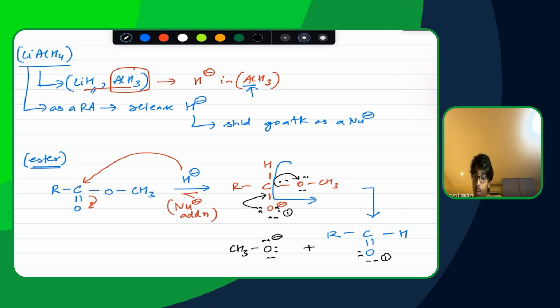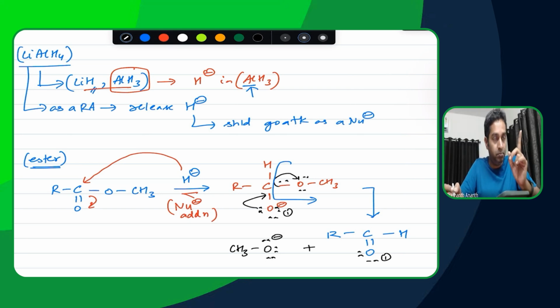So is that O minus again attacked by the... Stop. Let us now look at this particular reaction again a little bit more closely before we move further. This reaction here, look at the backward direction of the reaction.